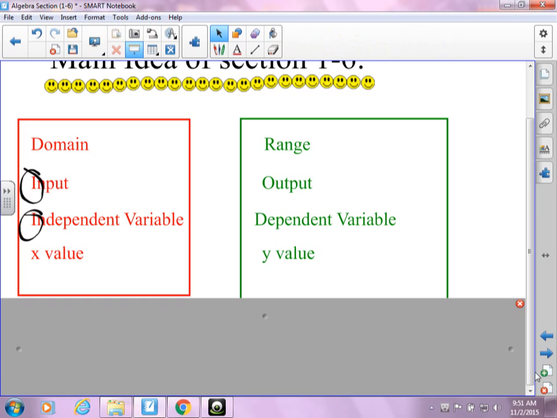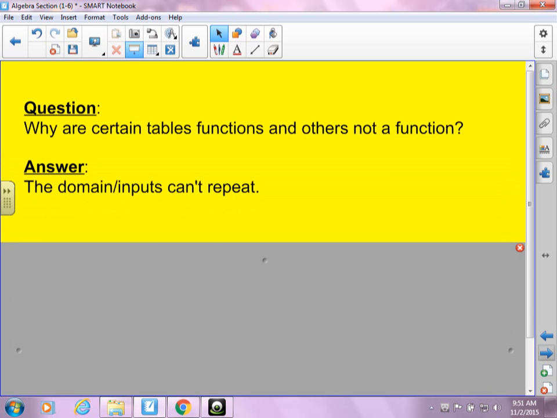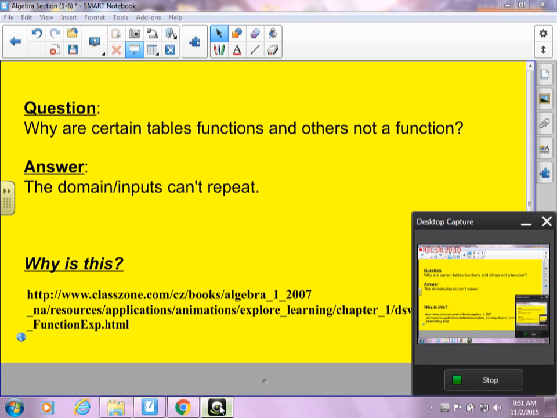Alright, let's keep going. Why are certain tables functions and others not a function? Well, the domain or the inputs can't repeat. And there is something from your book that we'll be looking at together in just a few minutes, and you're going to see why this works and why it doesn't. Then we're going to do our assignment. If you have any questions, make sure you ask.